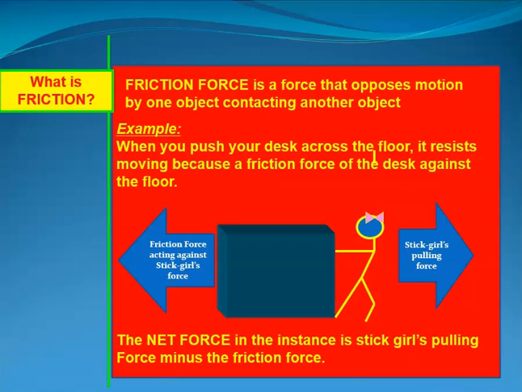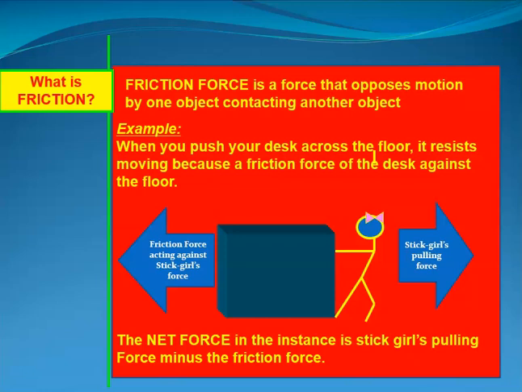Think about this. What if you were on very slick ice and you pushed your foot backwards while walking on ice? Your foot would just slip. There would be no friction force of your foot against the ice, and therefore you wouldn't move forward. You just keep slipping and slipping and slipping. So if there's no friction force to react against your foot pushing backwards, there's no friction force to push you forwards, then you're not going to move forwards.